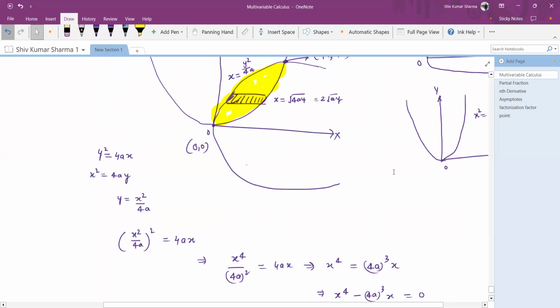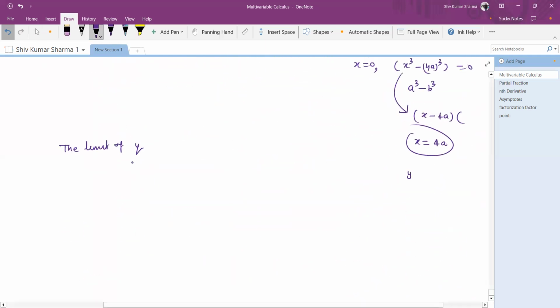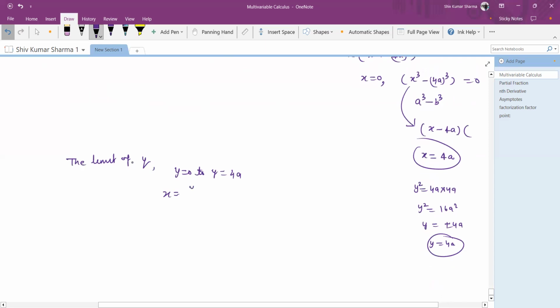When you put x equal to 4a, this y square gives us 4a into 4a, so y square is equal to 16a square. So y also gives us plus minus 4a. We take the positive part, so that means 4a. So the limit of y is from 0 to 4a. And the limit of x is y square upon 4a to 2 root ay.